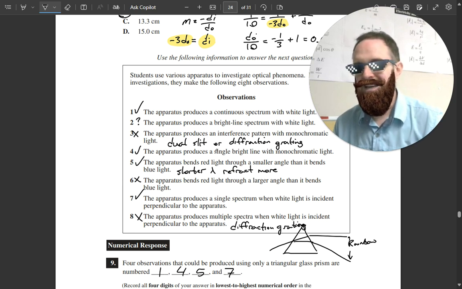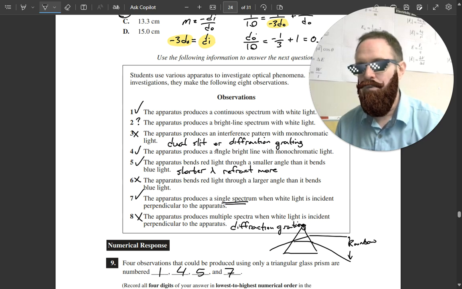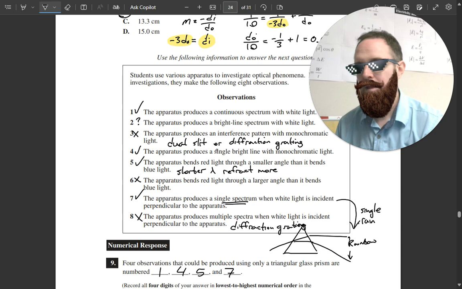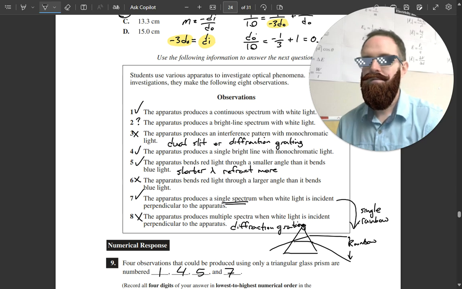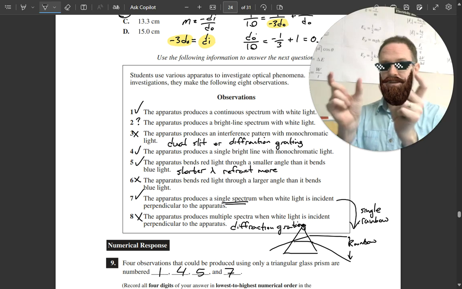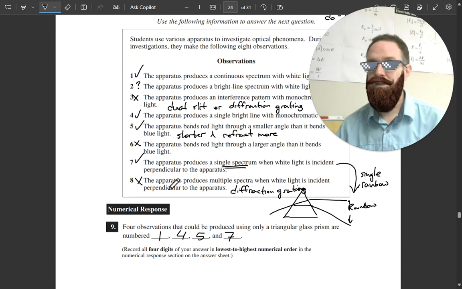All right, so you produce a single spectrum, one rainbow. A single rainbow. Right? When you do that diffraction grating, you get those rainbows on either side, and they just keep getting bigger and bigger as they go out. But you have multiple rainbows.